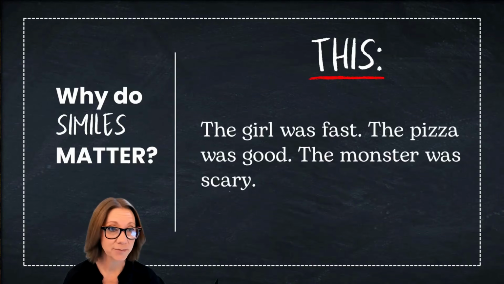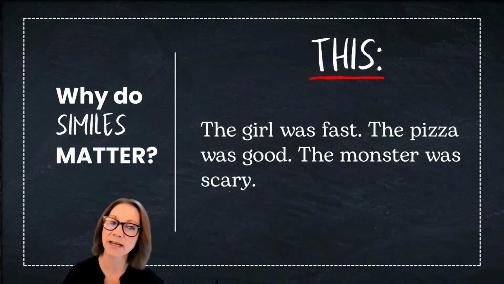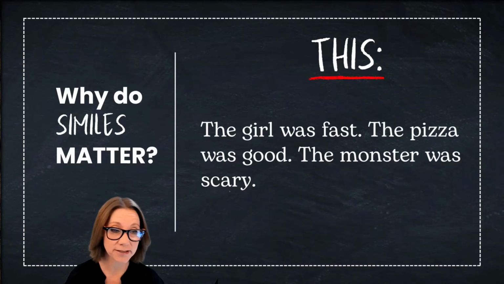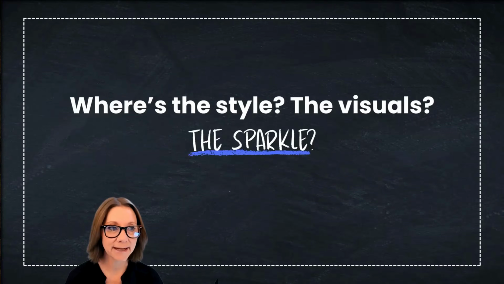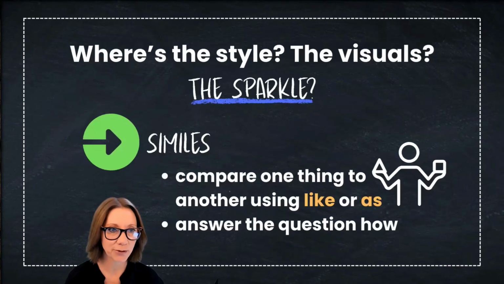This matters because you might read something like this. The girl was fast, the pizza was good, the monster was scary, which none of those relate to each other, and it's kind of a weird paragraph. But we can see that the sentences are quite simple, and we need to make this more visual. So we would want to add style, visual thinking, and sparkle. You're going to compare one thing to another, and you're going to use the words like or as, and I'll show you some examples. But what it does is it answers the question of how.